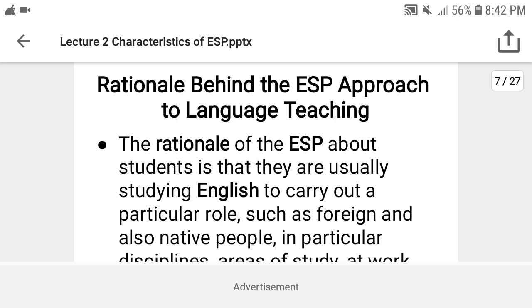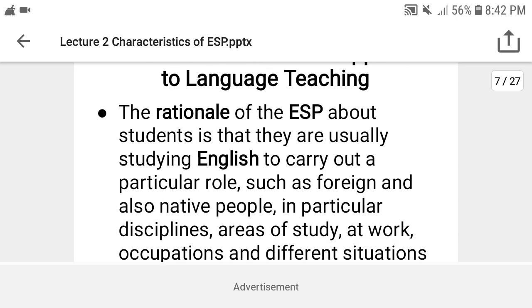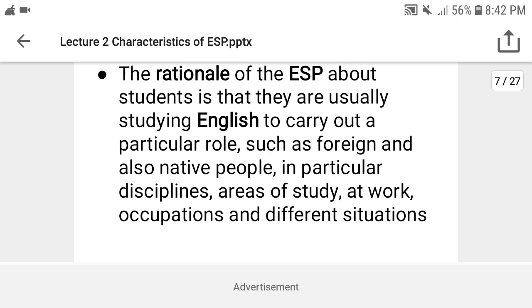Rationale behind the ESP approach to language teaching. The rationale of the ESP about students is that they are usually studying English to carry out a particular role, such as foreign and also native people, in particular disciplines, areas of study, at work, occupations, and different situations.